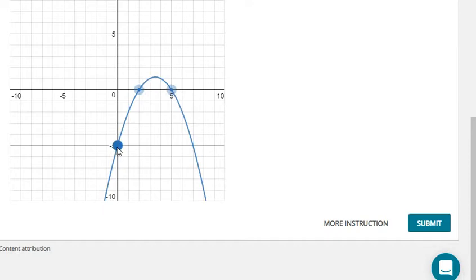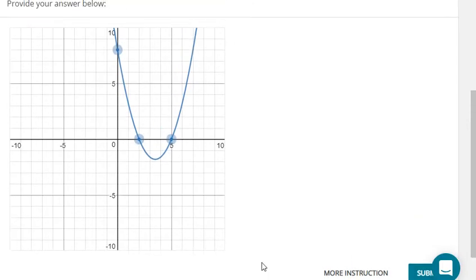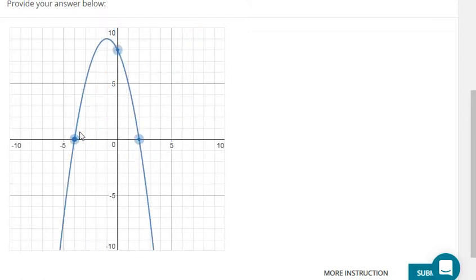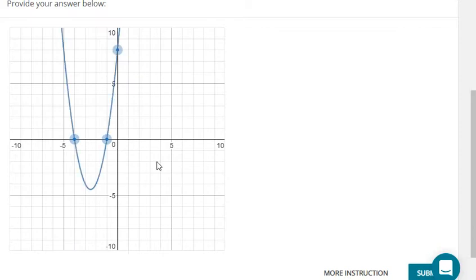We had a y-intercept at 8. So I'll put that one up here at 8. And now I'm going to want some x-intercepts at negative 2 and negative 4. So let's see here. There and there. Hey, that one didn't work out too bad. All right, so wait, negative 2 and negative 4. I didn't have it right to begin with.